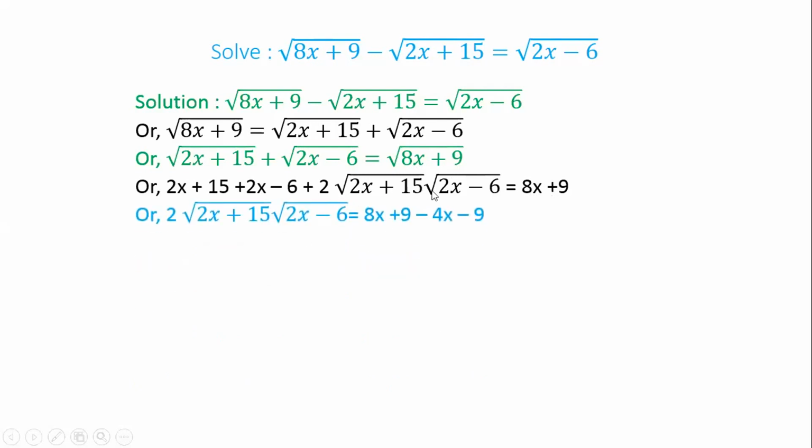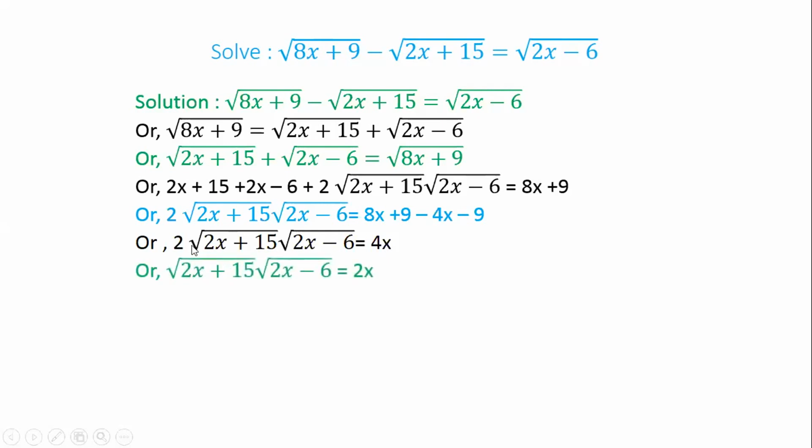But this term, 8x plus 9, remains unchanged here. Because you know 2x plus 2x equals 4x, and if we change the side, then we get minus 4x. 15 minus 6 equals 9, and if we change the side, then we get minus 9. Here 8x minus 4x equals 4x, and 9 minus 9 equals 0.